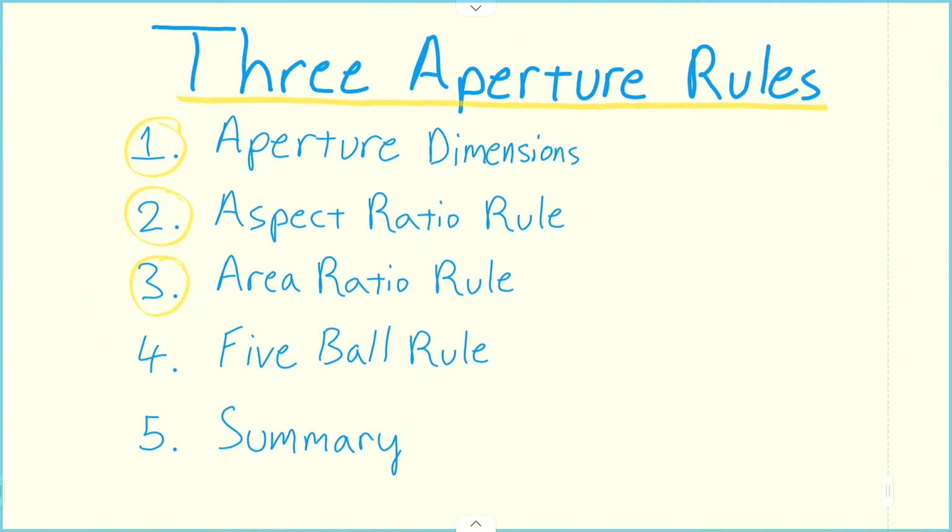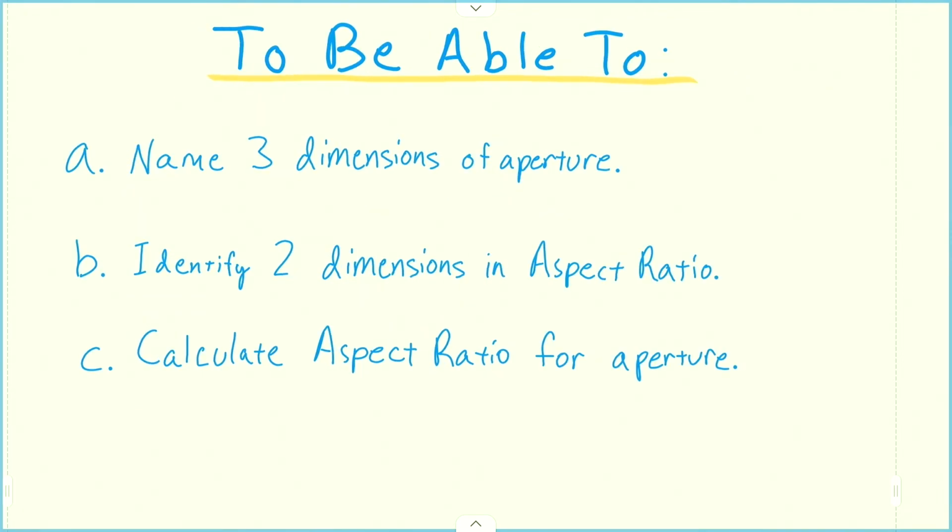After that, we'll consider the size of metal balls and solder paste in order to establish the 5-ball rule. Finally, we'll go through a summary of these 3 rules that are used for guiding us towards better stencil printing. We're doing this for a reason, because when we're done, you want to be able to do certain things.